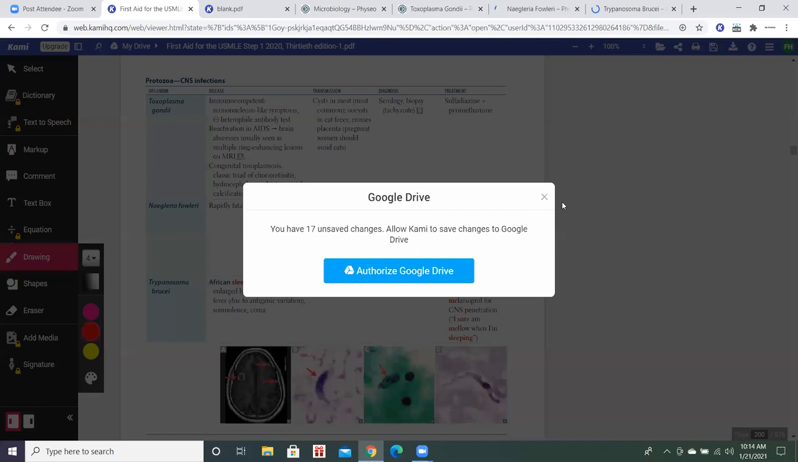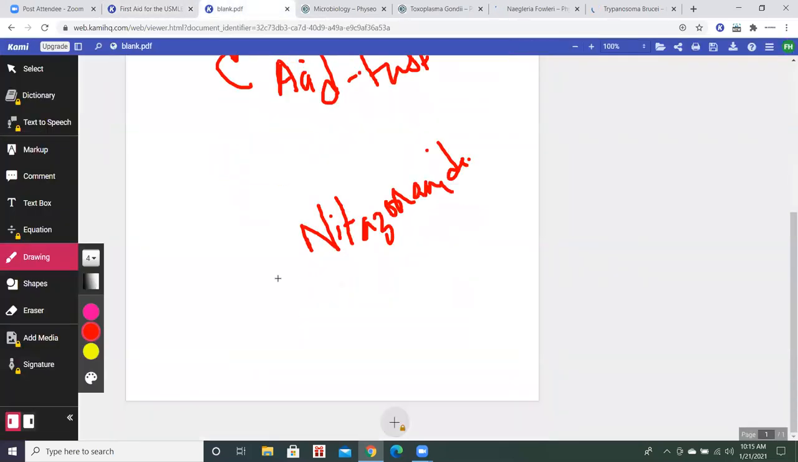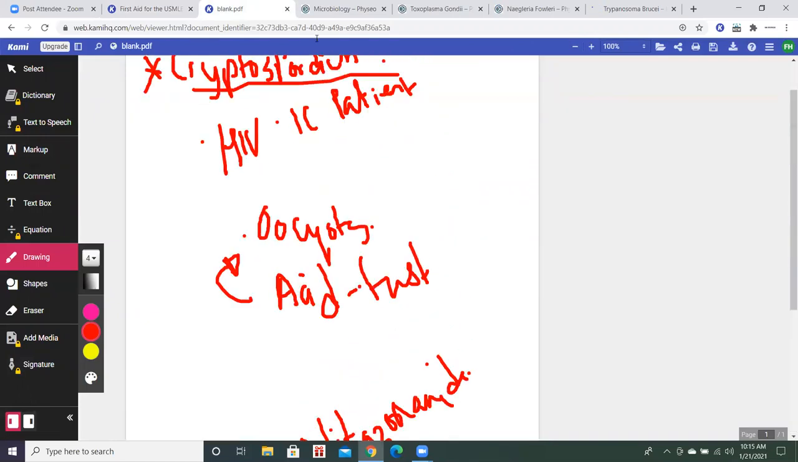So we are done with the GI. Now we will go to CNS. How many systems do parasites affect? Fast answers, please. They affect GI, CNS, heme, and viscera. Very good.